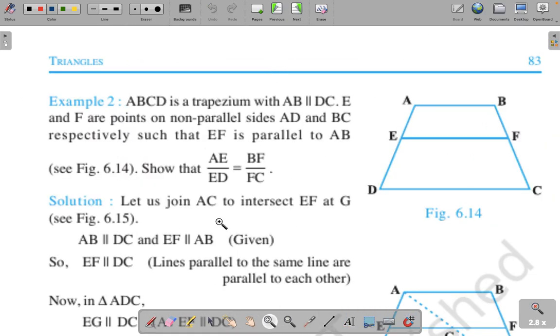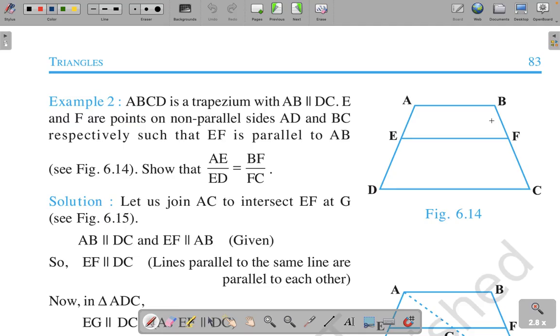Then you have ABCD is a trapezium with AB parallel to DC, right? Then you have E and F are points on non-parallel sides AD and BC, respectively, such that EF is parallel to AB. EF is parallel to AB.